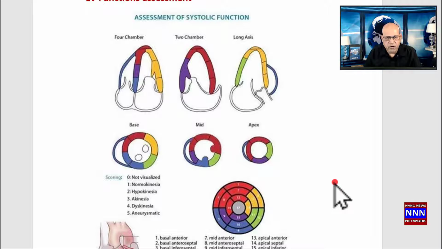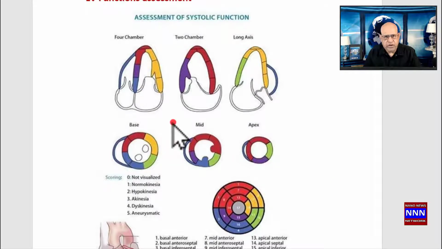Let's look at the echocardiogram. Echocardiogram has the flexibility of being a non-invasive test which can be done at bedside, and within 20-30 minutes we can have a complete comprehensive review of left ventricular size, left ventricular thickness, left ventricular wall motion abnormalities, and overall global left ventricular function, both systolic and diastolic.